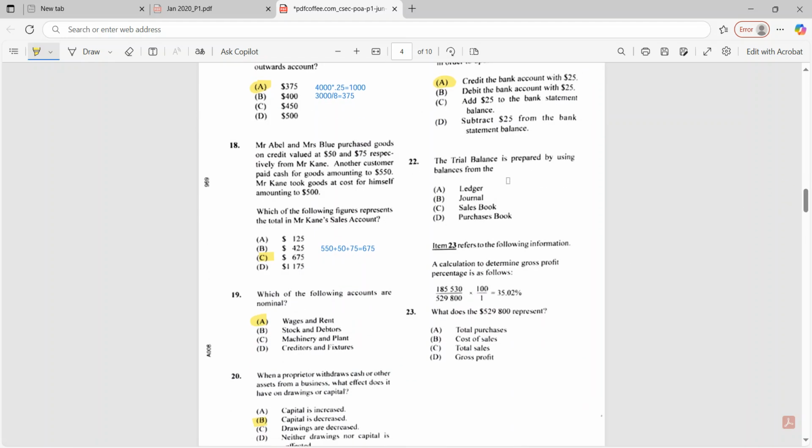Now, the trial balance is prepared by using balances from the ledger, journal, sales book, or purchases book. It is the ledger.